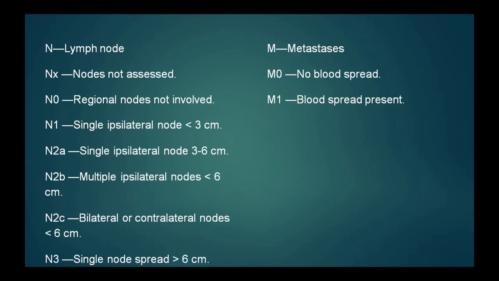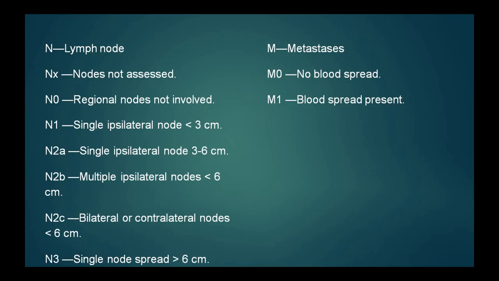Now come to the N staging. NX is nodes not assessed, N0 regional nodes not involved, N1 single ipsilateral node less than 3 cm, and N2a single ipsilateral node 3 to 6 cm. N2b is multiple ipsilateral nodes less than 6 cm. N2c is bilateral or contralateral nodes less than 6 cm in size.